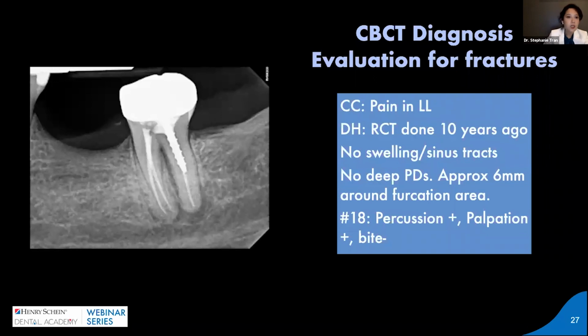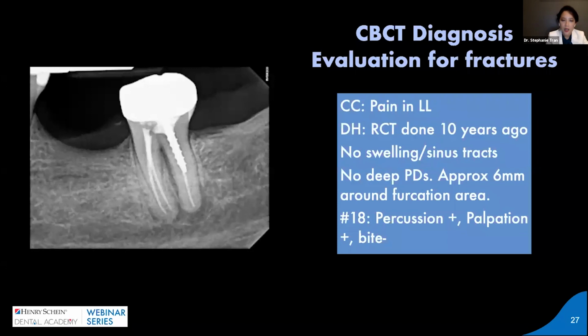So the next case was a particularly interesting one because I was also evaluating for a fracture, but there was a little bit of a surprise, which we're going to see shortly. So first off, how did I evaluate the diagnosis? Already, because, like I said, it's next to an edentulous space and it's the most terminal tooth, I was already having some suspicions on this tooth.